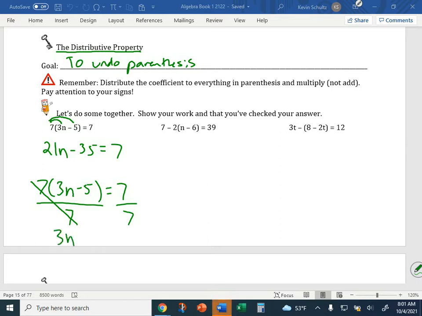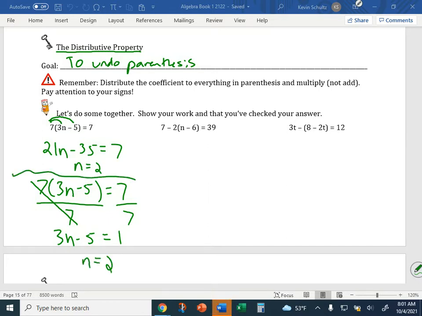And we'd be left with 3n minus 5 equals 7 divided by 7 equals 1. And you'll find that if you solve either of these equations, you'll get n to equal 2. Either add 35, divided by 21, n gives us 2. Add 5, divided by 3, n equals 2.